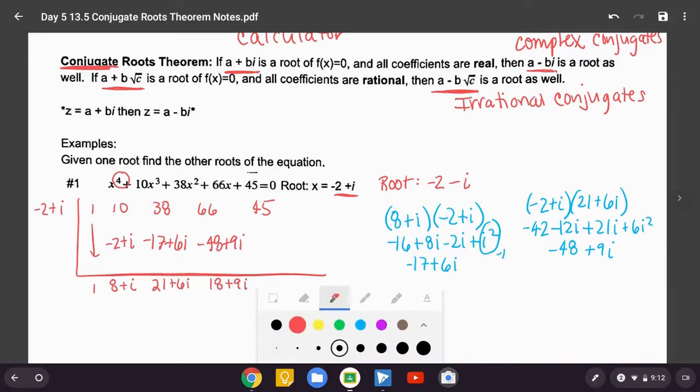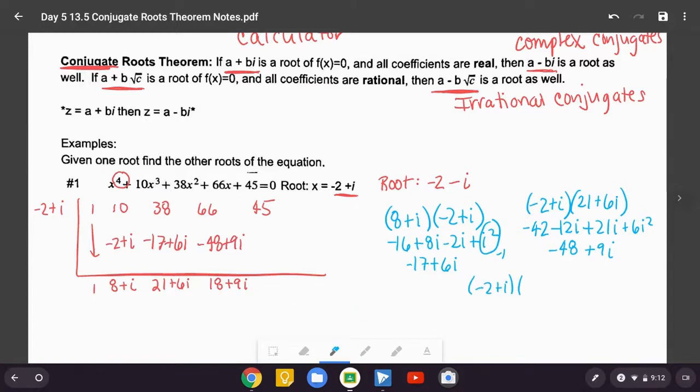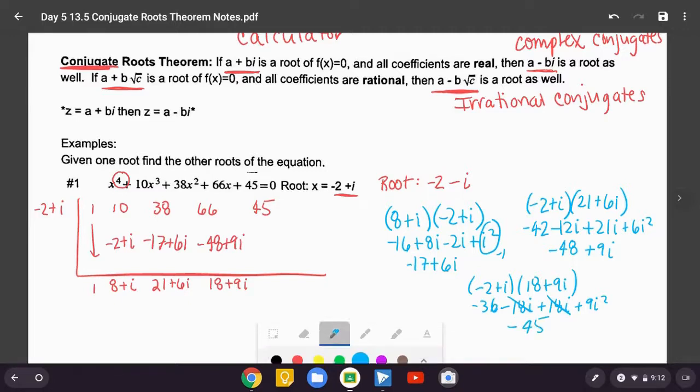All right, so I'm going to multiply one more time, and I have -2 plus i times 18 plus 9i. And that gives me -36 minus 18i plus 18i plus 9i squared. So if you notice, now we're getting to things that cancel out, which gives me -36 minus 9, which is -45. And this is a good sign because when we add this together, we get a remainder of 0, which is proving that -2 plus i really is, in fact, a root of the original polynomial.